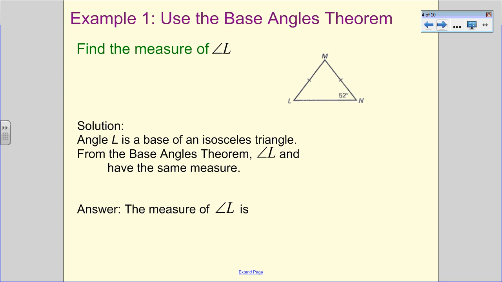So equal angles and equal sides go together there. All right, so if we take a look at example 1 using that base angle theorem, find the measure of angle L. Well, we know that angle L is the base angle of the isosceles triangle. It's opposite one of our congruent sides. And so angle L and angle N have the same measure. So if angle N is 52 degrees, then we know the measure of angle L is also 52 degrees.